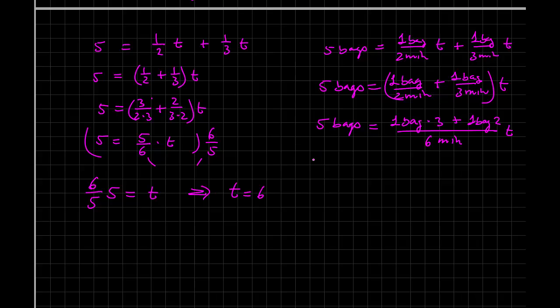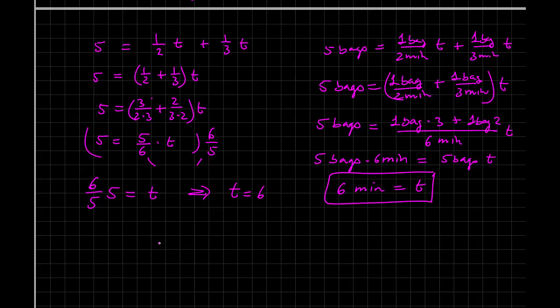Right? So now I have 5 bags times 6 minutes. I'll bring the 6 minutes over. And I have that equal to, what, 1 bag times 3 is 3 bags, plus 1 bag times 2 is 2 bags, so that's 5 bags. 5 bags times t. And I can divide through by 5 bags, right? And I'll get 6 minutes is equal to t. And there you have it. And we can check it.